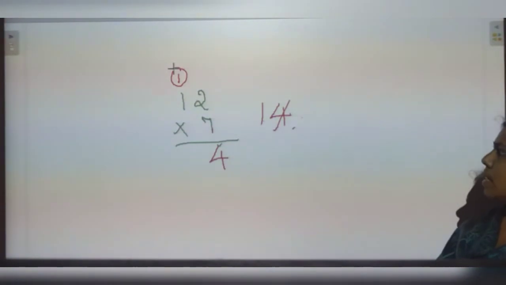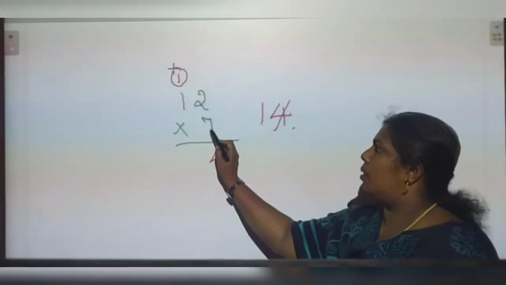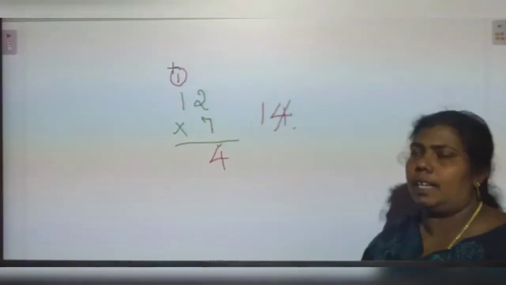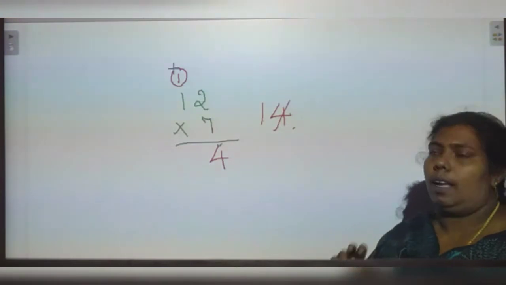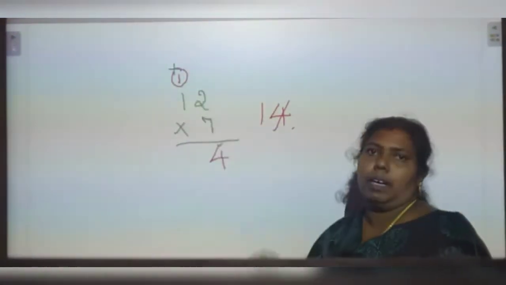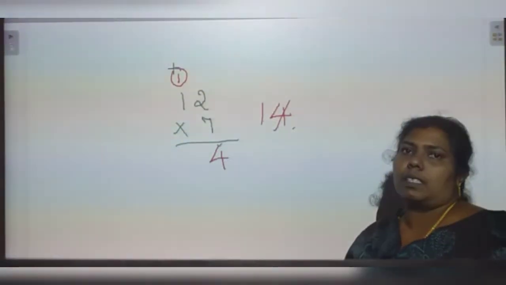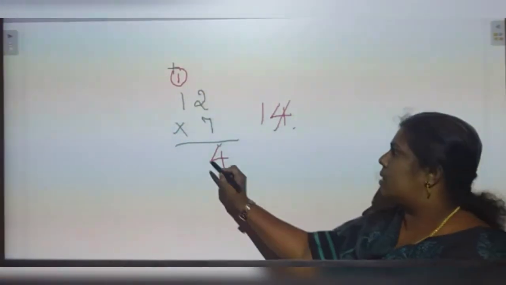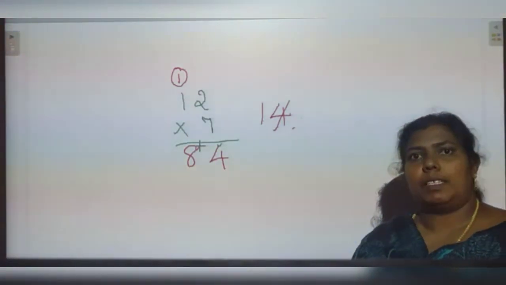Do you understand? Next. Now, first one, one space is over. Now you are going to multiply in the tens place, right? So 7 times 1 is how much? 7 only. After that, you have to add that value. 7 times 1 is 7 plus that 1. 7 plus 1 is how much? 8, isn't it? So the answer is 84. Do you understand now?